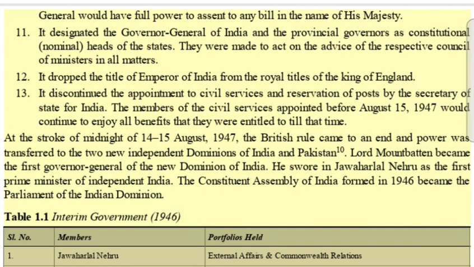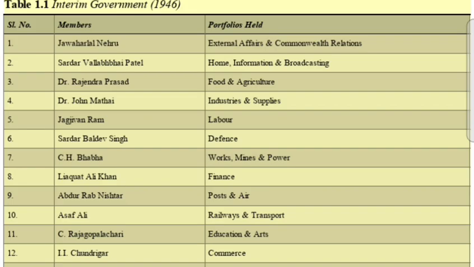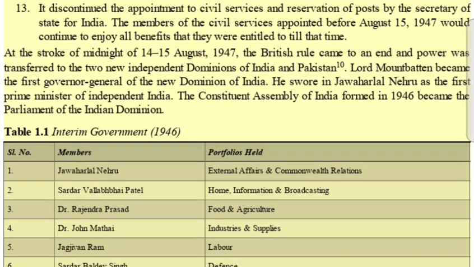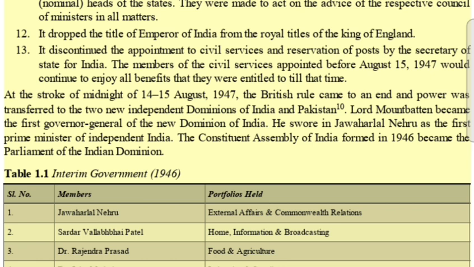11. It designated the Governor-General of India and the provincial governors as constitutional, nominal, heads of the states. They were made to act on the advice of the respective Council of Ministers in all matters. 12. It dropped the title of Emperor of India from the royal titles of the King of England.